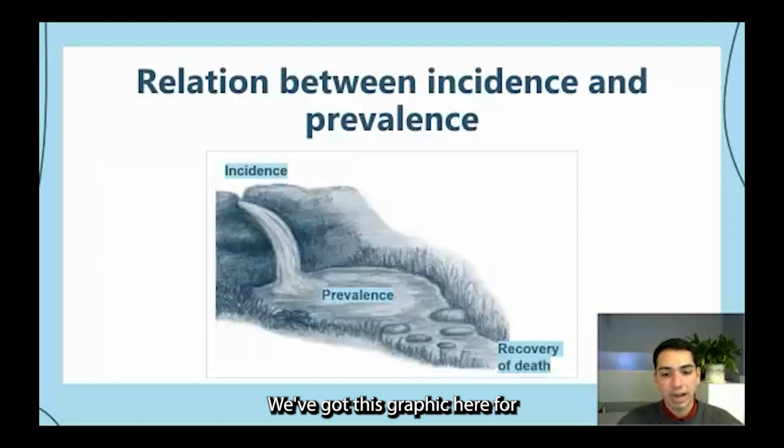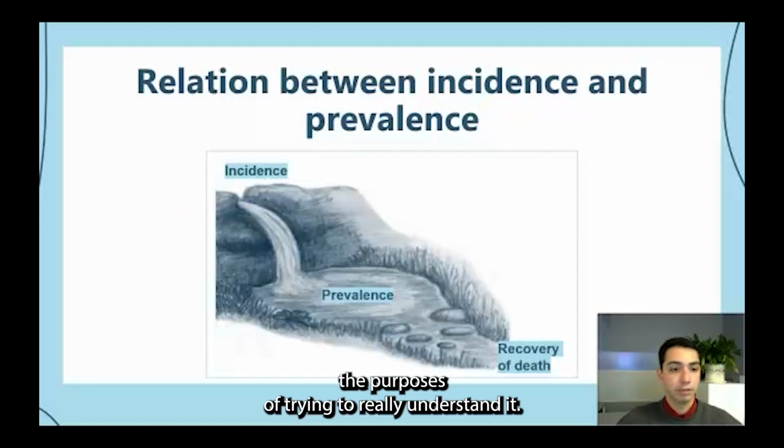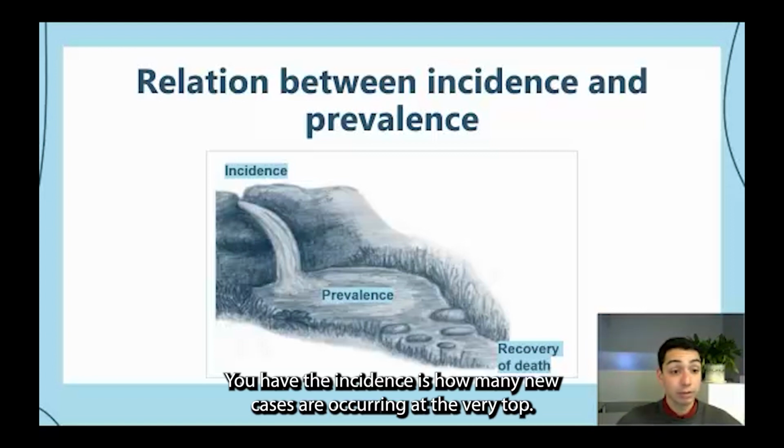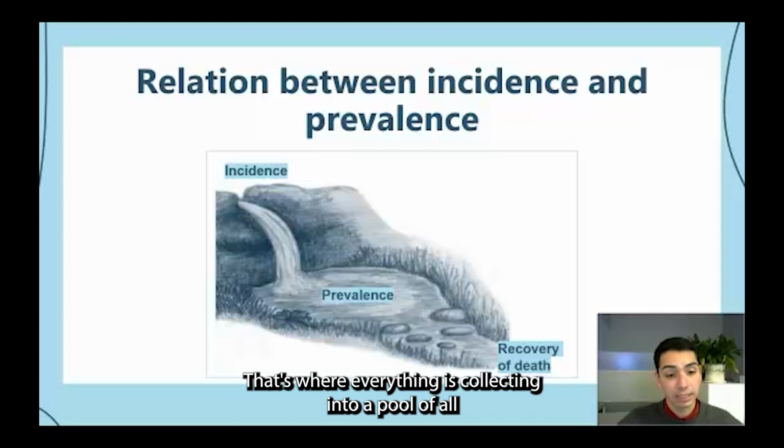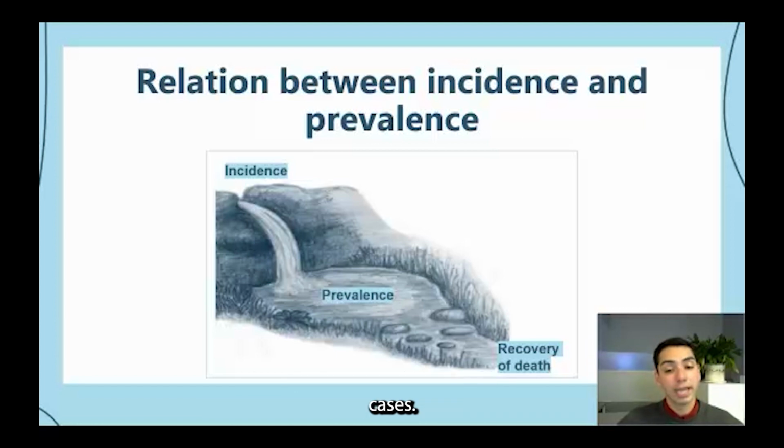We've got this graphic here for the purposes of trying to really understand it. So you've got a creek at the top, you have the incidences, how many new cases are occurring at the very top. More downstream, we've got the prevalence. That's where everything is collecting into a pool of all cases.